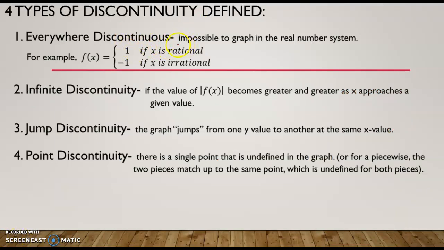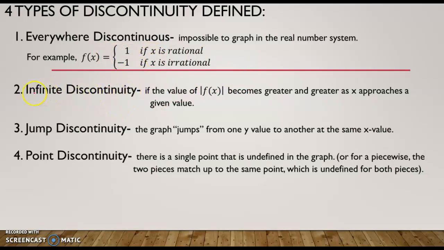Everywhere discontinuous. It's impossible to graph in the real number system. For example, you got 1 if x is rational and -1 if x is irrational. You would never be able to graph that forever. So that's everywhere discontinuous.